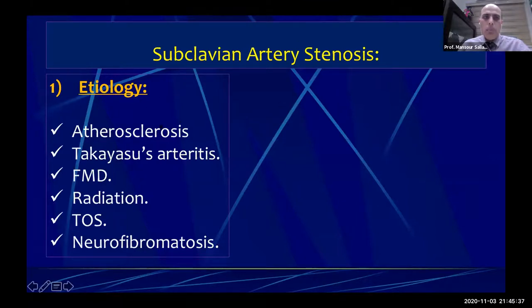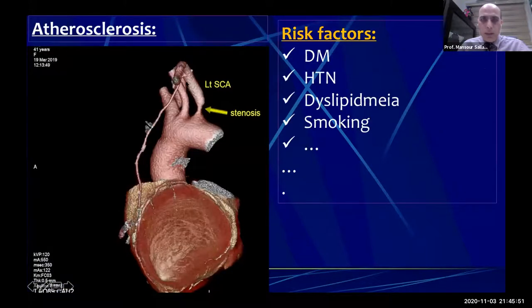Its etiology is by far atherosclerosis. However, Takayasu arteritis, fibromuscular dysplasia, radiation therapy, TOS, and neurofibromatosis have all been described, but by far atherosclerosis. And when we have patients like this with atherosclerosis, usually they share the same risk factors like diabetes, hypertension, dyslipidemia, smoking, and other risk factors for atherosclerosis like any domain.